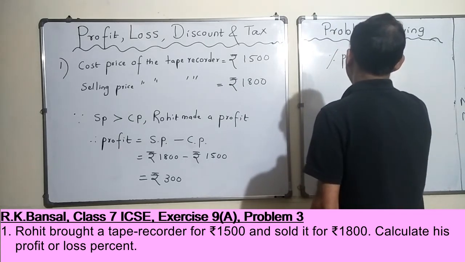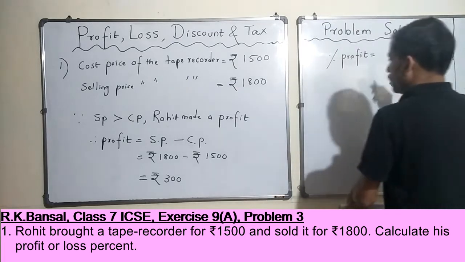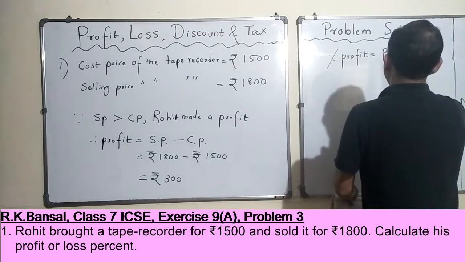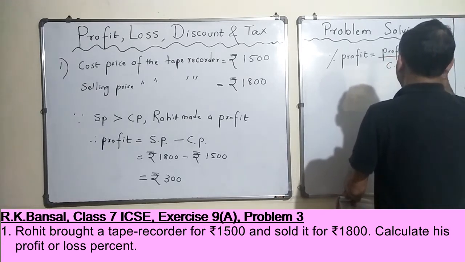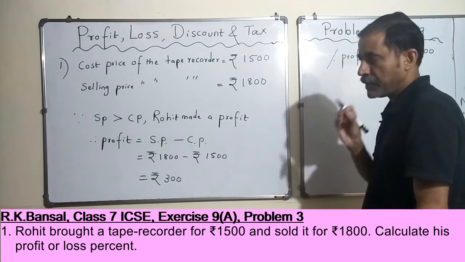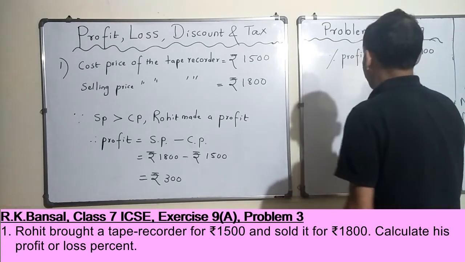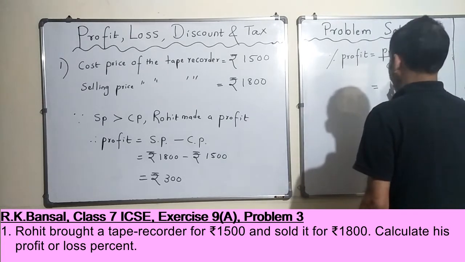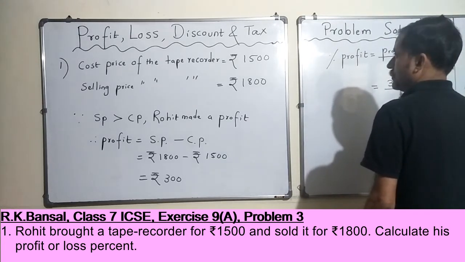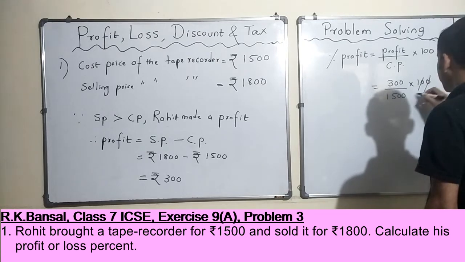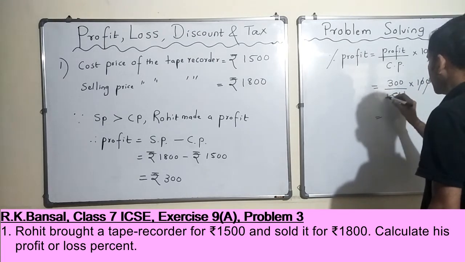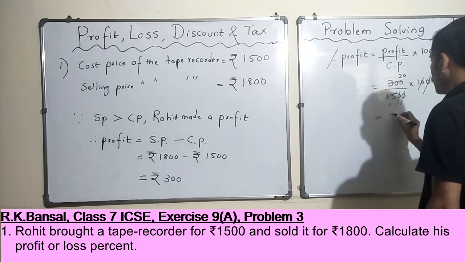Percentage profit is equal to, remember the formula that we wrote last time, profit by cost price, always cost price. Profit, loss, everything is calculated on the cost price. So profit is 300 rupees, your cost price is 1500, into 100, right? This is gone. So 15 ones are 15, 15 20s are 300, so 20%.